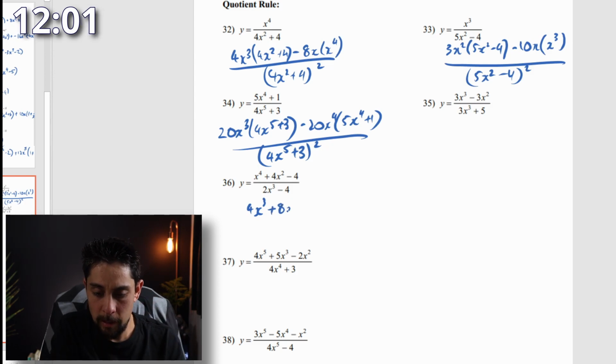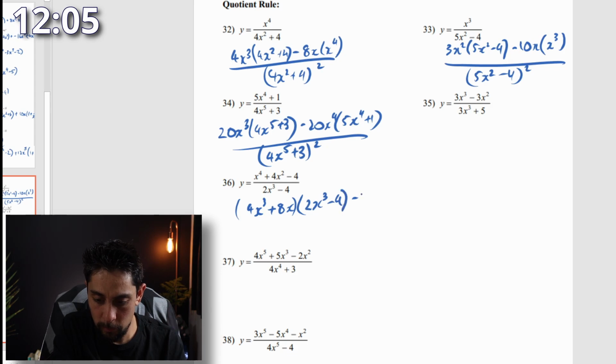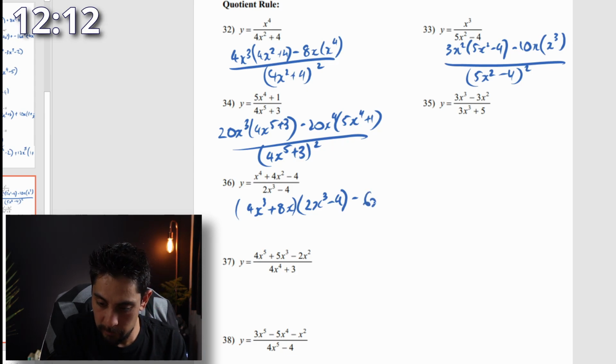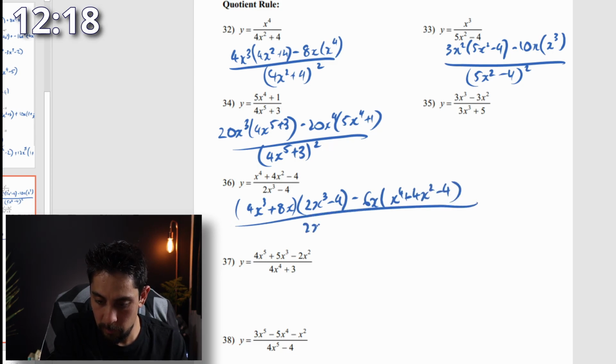4x^3 plus 8x multiplied by 2x^3 minus 4 minus, sure, that's not right, 6x times the numerator, all divided by 2x^3 minus 4 squared. We have 2.5 minutes left.